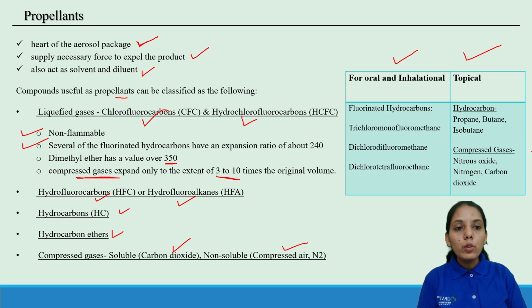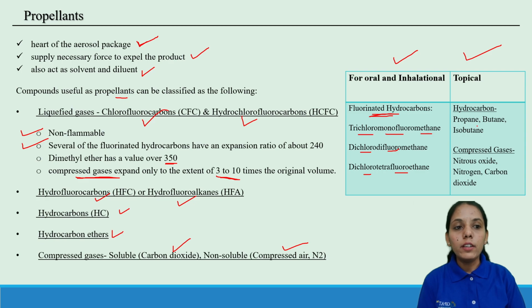So first see about the oral and inhalation. Fluorinated hydrocarbons. That means fluorine will be there. So trichloromonofluoromethane. Next is difluoromethane and dichlorotetrafluoroethane. We are going to see its nomenclature also. So these are the examples of fluorinated hydrocarbons which are used for oral and inhalational purpose.